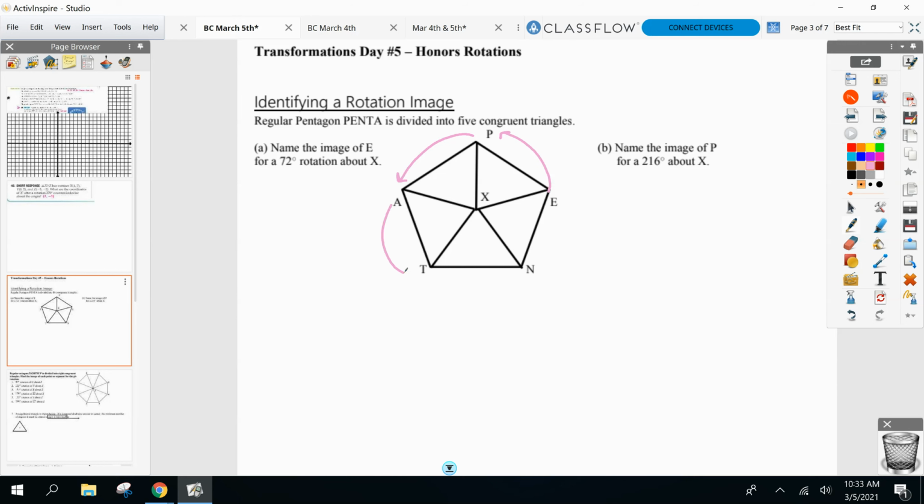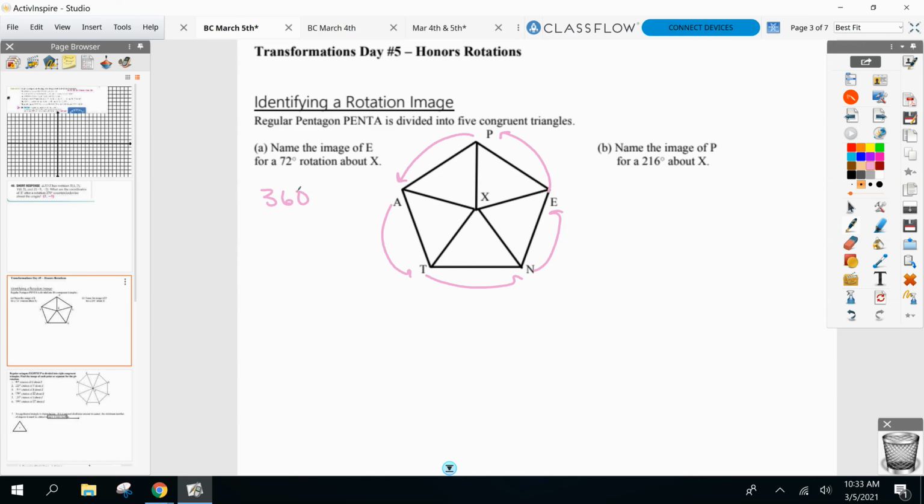Well, if I go all the way around, how many degrees am I going? 360, all the way around, right? If E to E is 360 degrees, we all agree. Now here's a little bit tougher question. How many rotations, how many turns would it take to get from E all the way back to E? If you count them up, there's 5, right? I've got to turn this pentagon 5 times to get back to E.